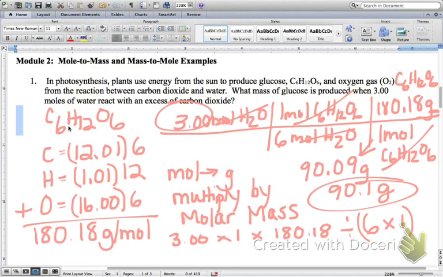So, very similar to what we did in Module 1, it just has one additional step, and that additional step is the molar mass step. The first step was exactly the same. We converted from moles of one substance into moles of another substance. That's called crossing the land of the mole. And then we added this new step here. We multiplied by the molar mass to convert moles of glucose into grams of glucose. So that's an example of a mole to mass stoichiometry problem.